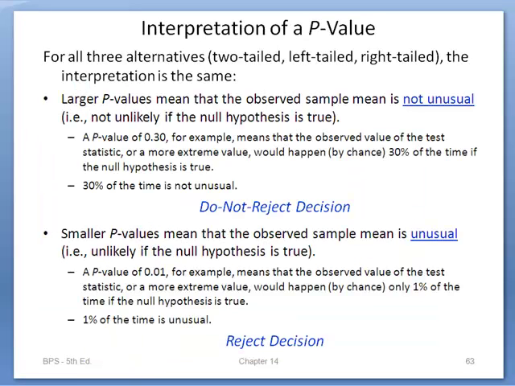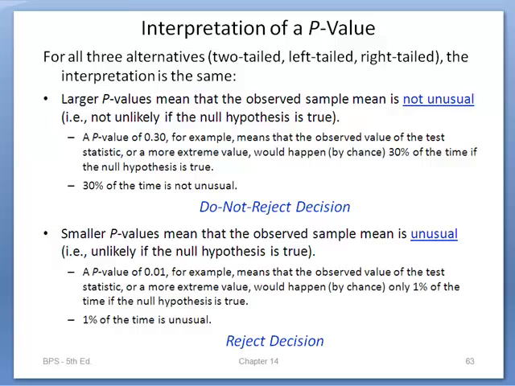Now, once you calculate the p-value, then it is very easy whether you are going to reject or not reject the null hypothesis. For all three of the alternatives, the two-tailed, left and right tailed, again, the interpretation will be the same. Larger p-values mean that the observed sample is not so unusual, and we would not reject the null hypothesis. But for very small p-values, that means the observed sample is unusual. It's unlikely if the null hypothesis were true. So in those cases, we would reject the null hypothesis.